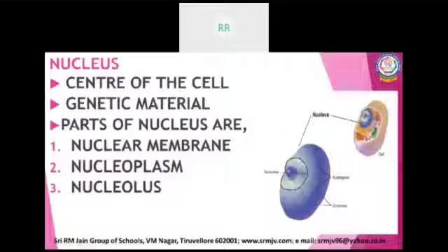Let us discuss the nucleus. The nucleus is the control center of the cell. It contains genetic material such as DNA and RNA. The parts of the nucleus are the nuclear membrane, nucleoplasm, and nucleolus.